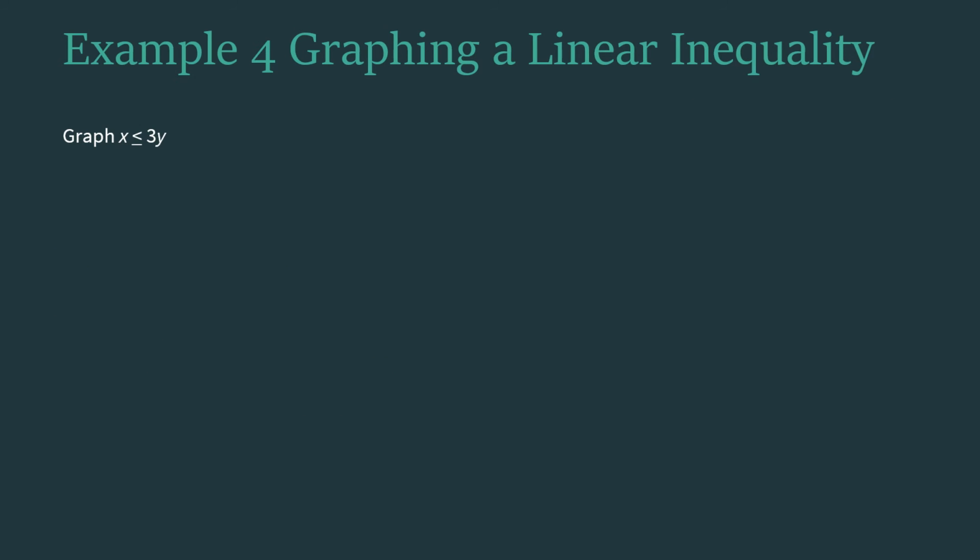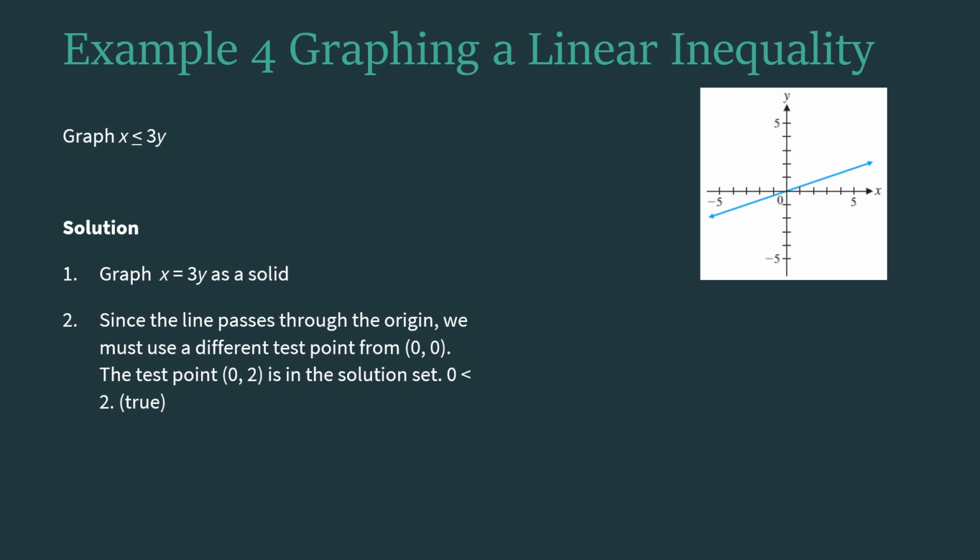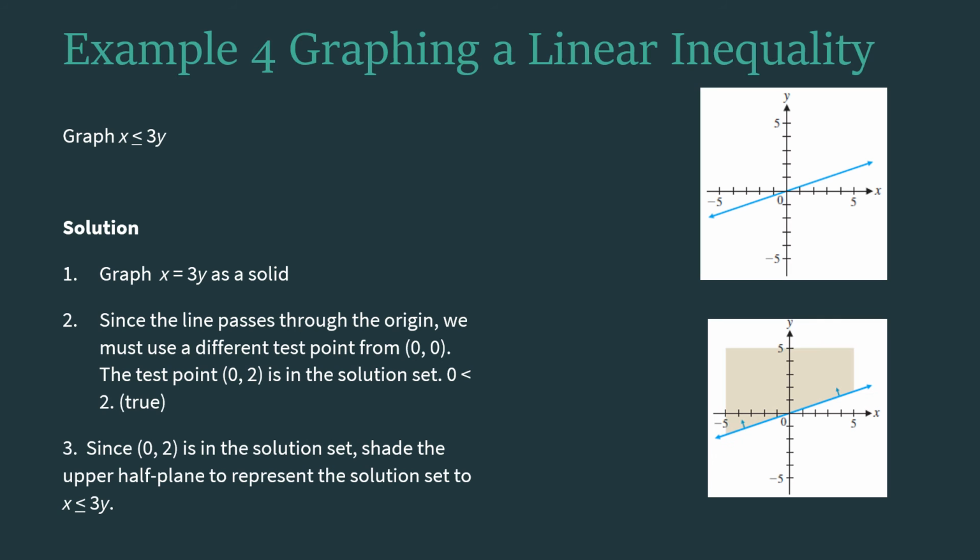Now to graph this linear inequality, x less than or equal to 3y, first we have to graph the line x equal to 3y using a bold line. And then I have to select a test point. Here I cannot select the point 0, 0 because 0, 0 is a point lying on this line. So let me take the point 0, 2 as a test point. It is not necessary that I have to take 0, 2. I can take any point here or any point here in this plane. I'm taking 0, 2 as a point, and 0 less than 2 is true. So since 0 less than 2 is true, I have to shade this region. So my shaded region will be this.